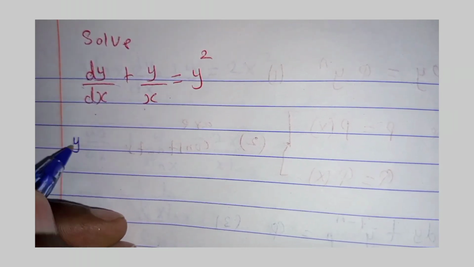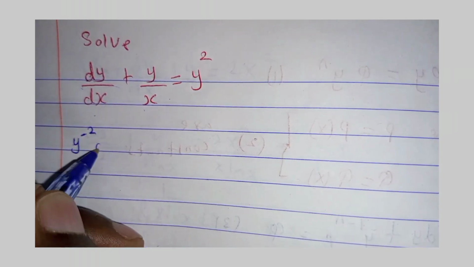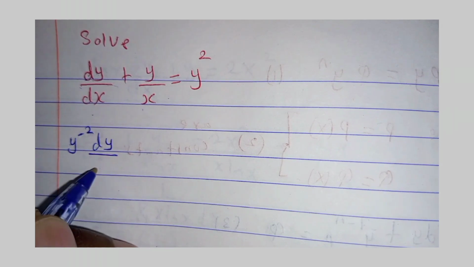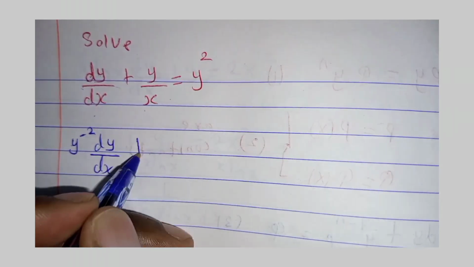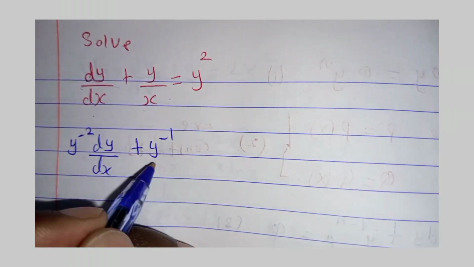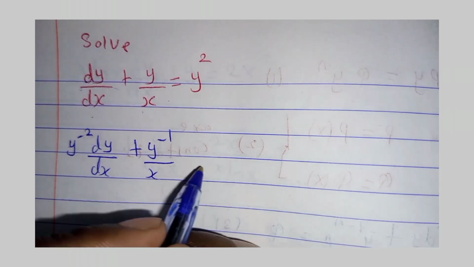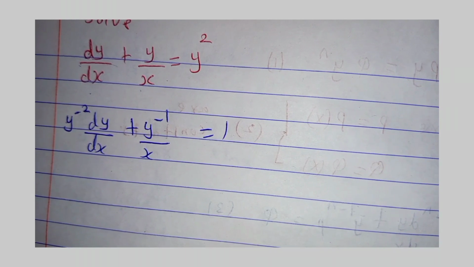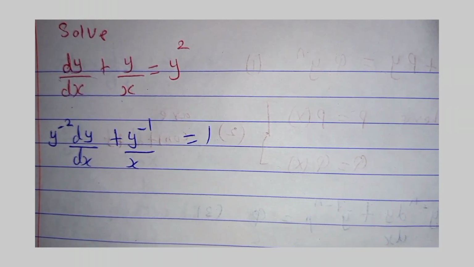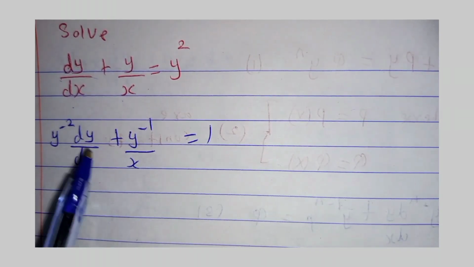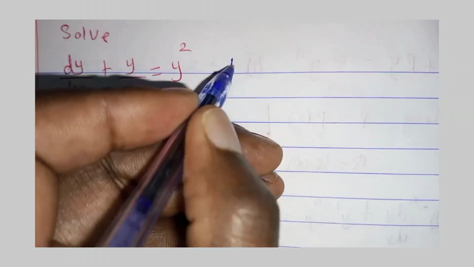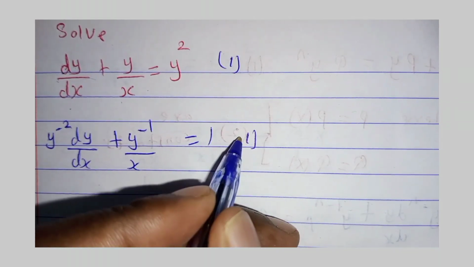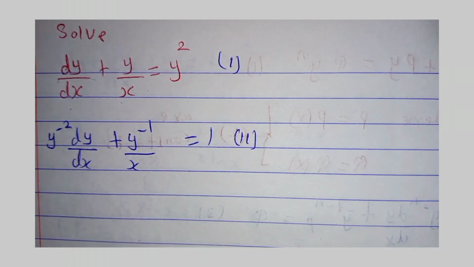So the first step is we divide both sides by y squared to obtain this. So you are going to have y power -2 dy over dx plus y power -1 over x, which is equal to 1. After dividing both sides by y squared, that is what we are going to obtain. So this is equation 1. This is the other equation we have obtained here. We can call it equation 2.